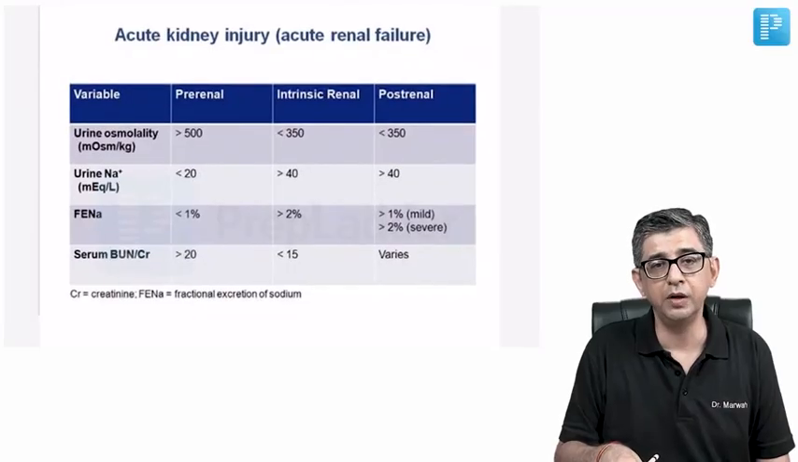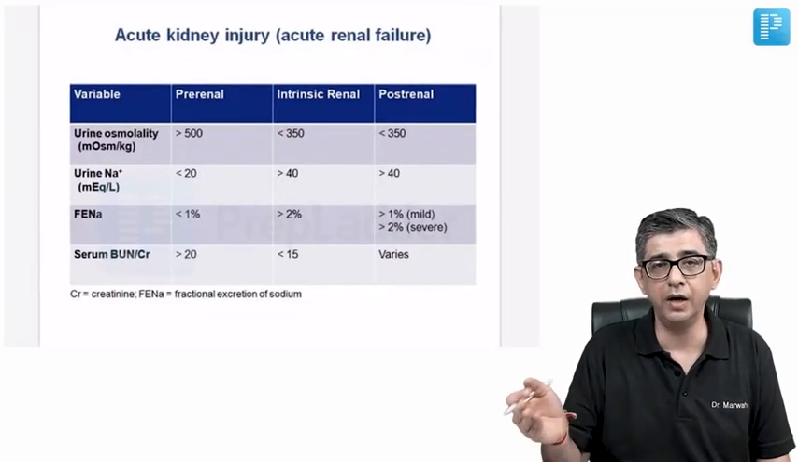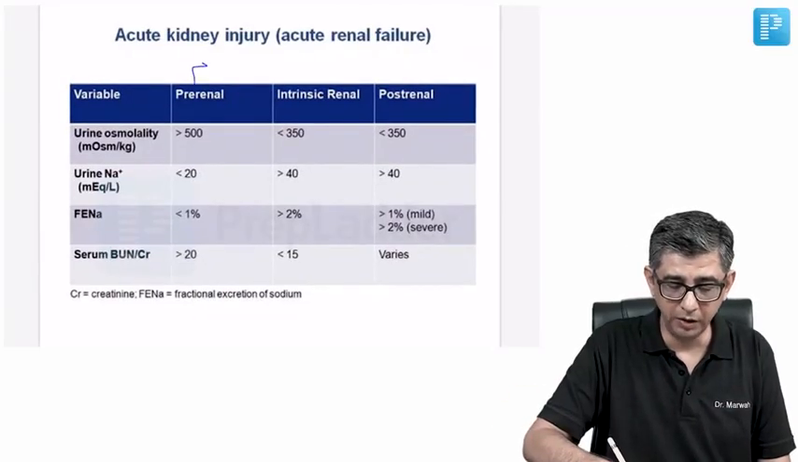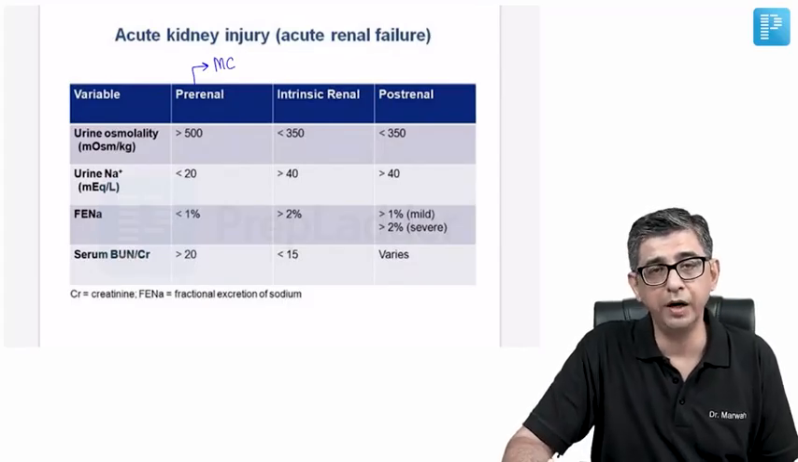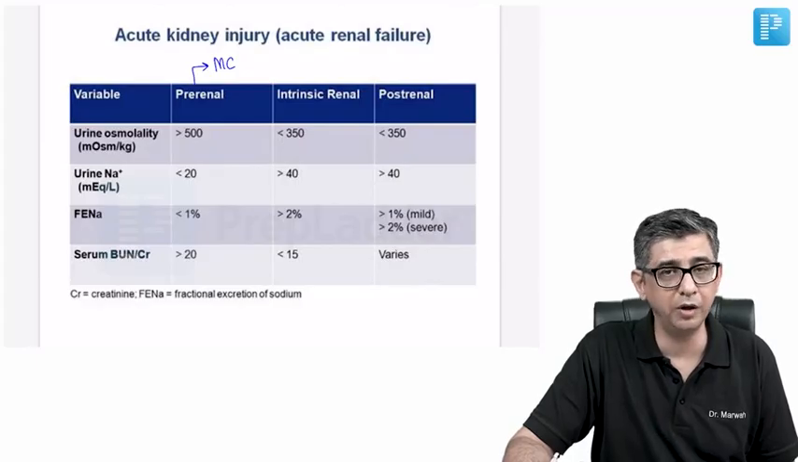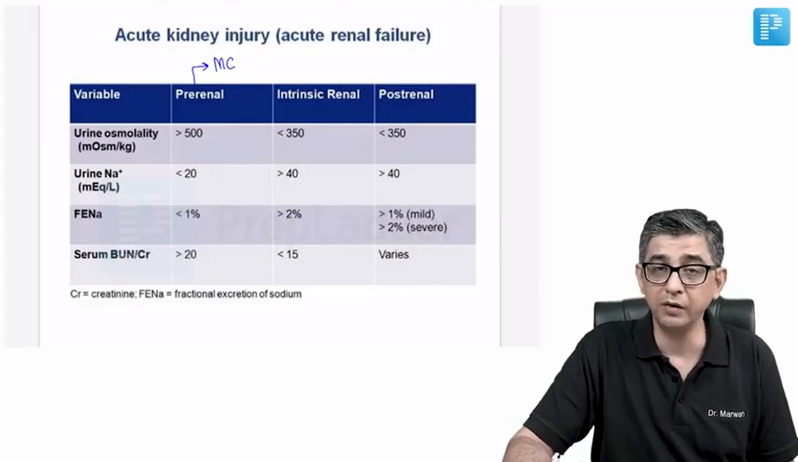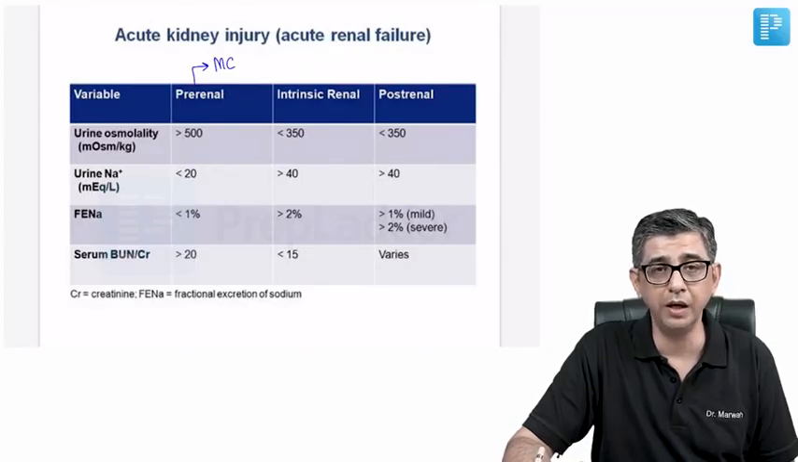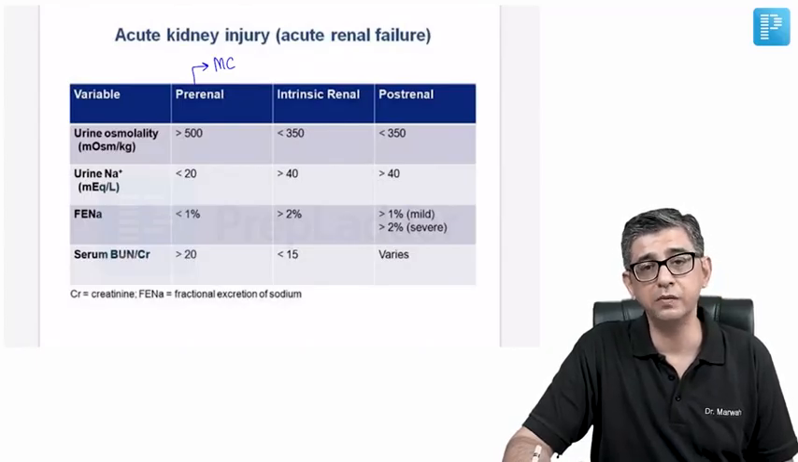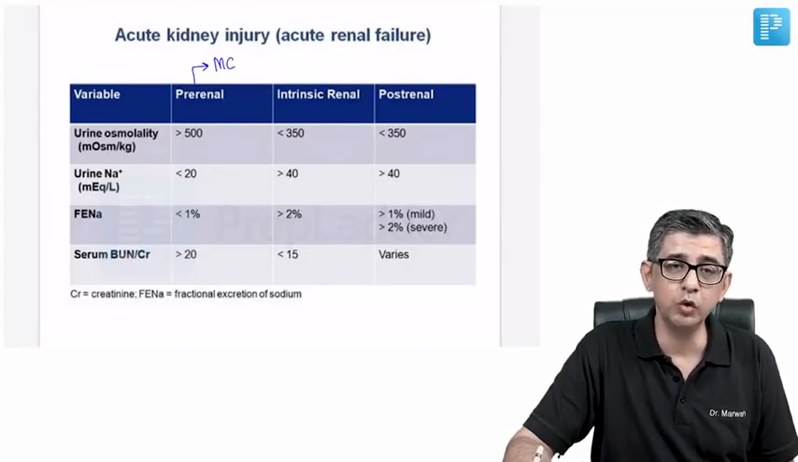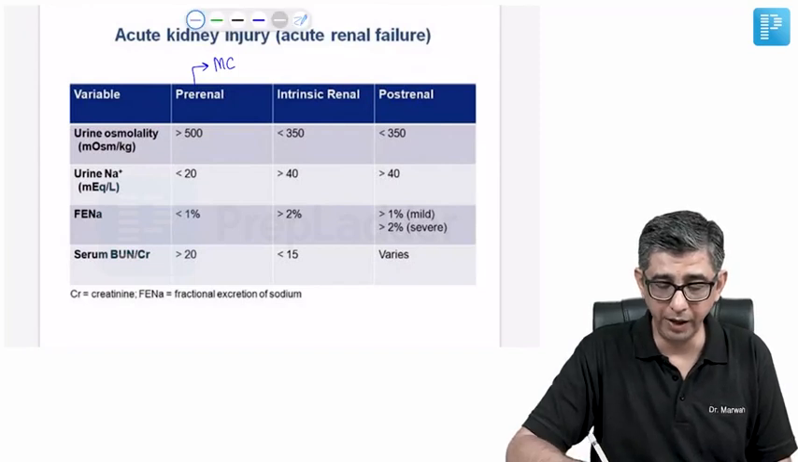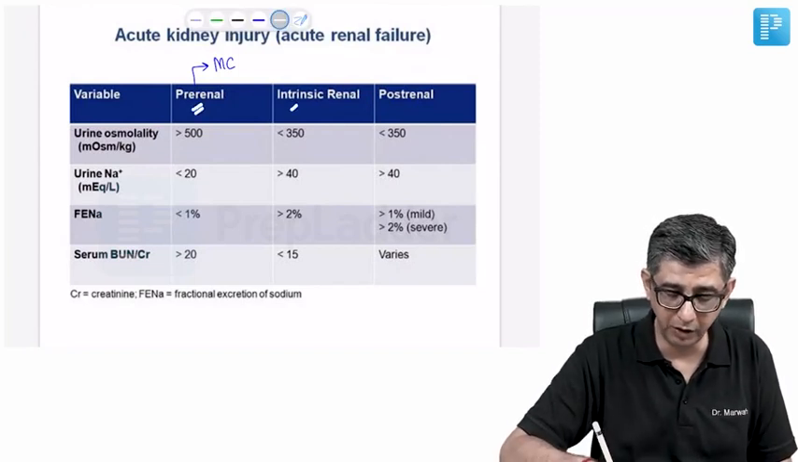Now there are 3 types of acute kidney injury: pre-renal, renal, and post-renal. In the textbook, in Harrison, it is mentioned that the most common variety of acute kidney injury is the pre-renal variety. This is again a controversy because some apps will say it is the intrinsic renal variety, but in Harrison you can check right in the first page of the chapter on AKI. He has mentioned pre-renal is the commonest variety.